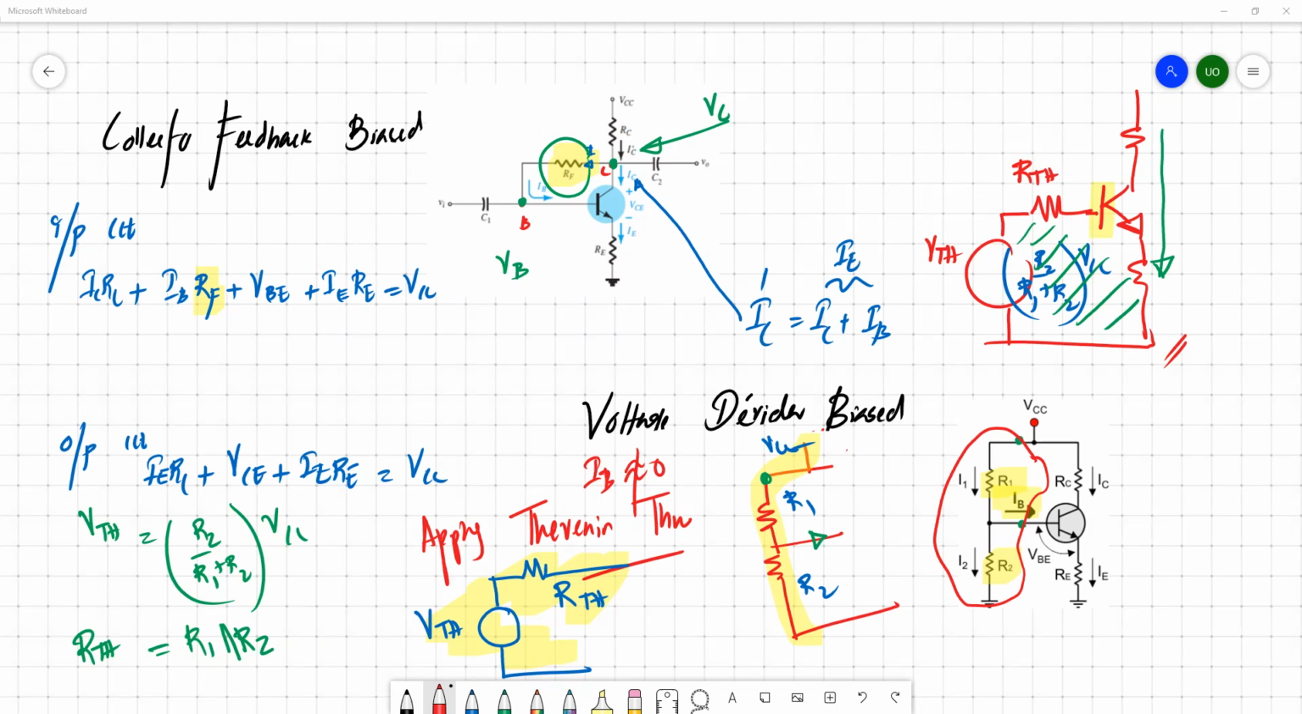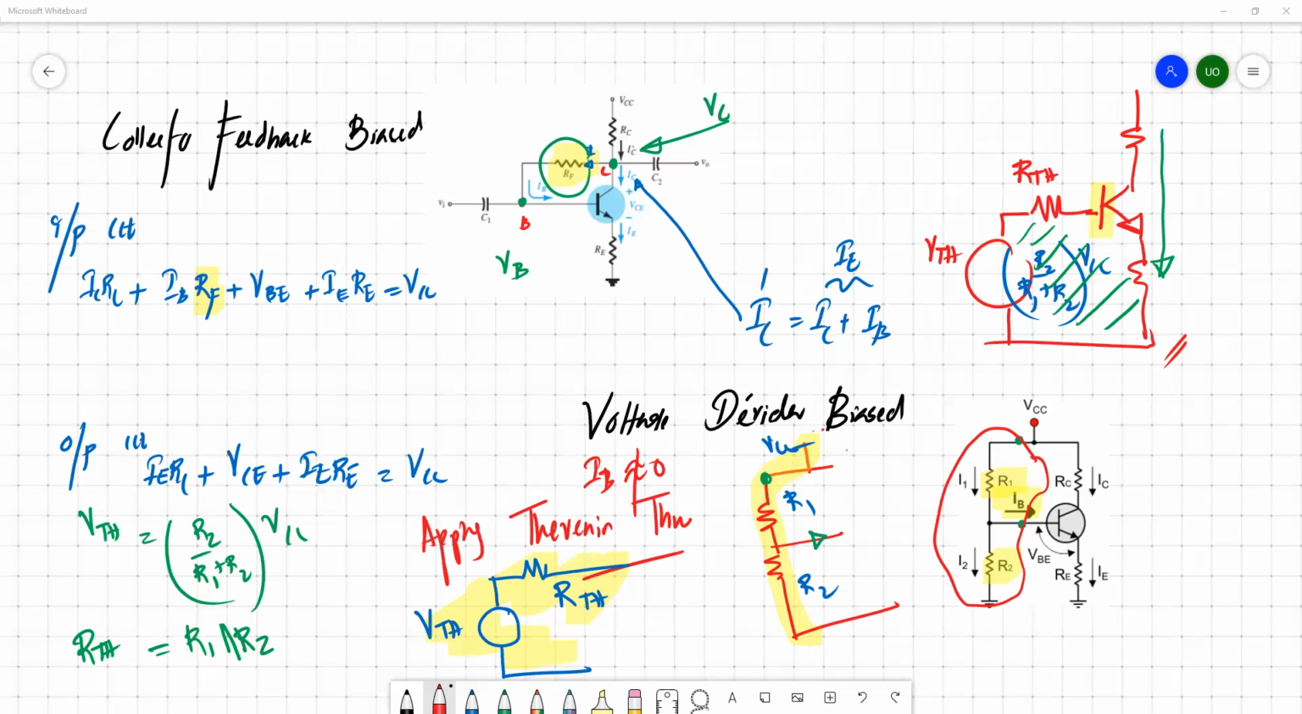Then, based on the real requirement, you can decide whether you place the Q point in the middle of the DC load line, or, if you want, close to saturation or cutoff. For example, if you place your Q point at the middle of the load line, you have an equal freedom to move it in the positive or negative direction, because your span is simply equal.